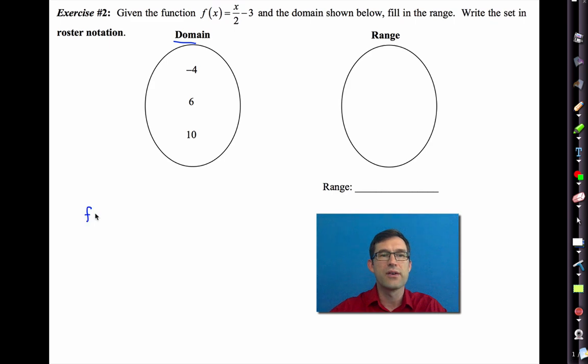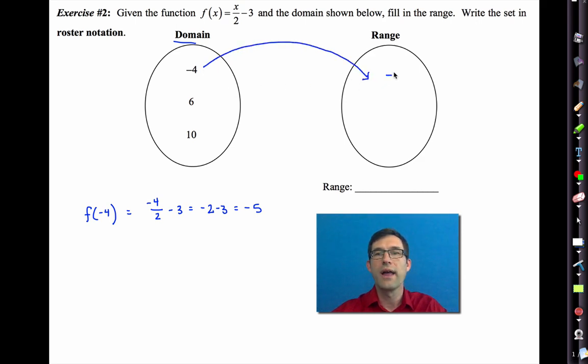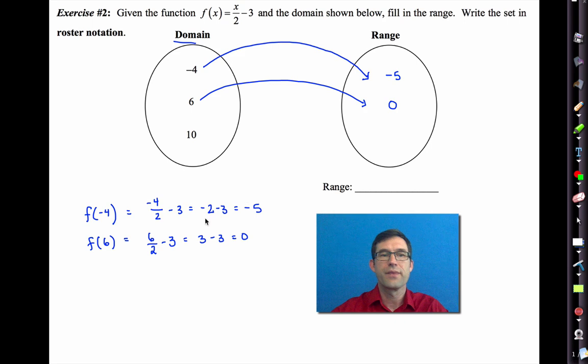So we can do some calculations down here. Let's figure out what f of negative 4 is. My function rule tells me to take the input, divide by 2, and then subtract 3. So that's going to be negative 2 minus 3, which is negative 5. That's typically shown in one of these diagrams by drawing an arrow showing that negative 4 ends up going to negative 5. If I then do f of 6, that's 6 divided by 2 minus 3. That's 3 minus 3, and that gives us an output of 0. So I show this. And finally, f of 10 is 10 divided by 2 minus 3, which gives me 5 minus 3, and that gives me 2.